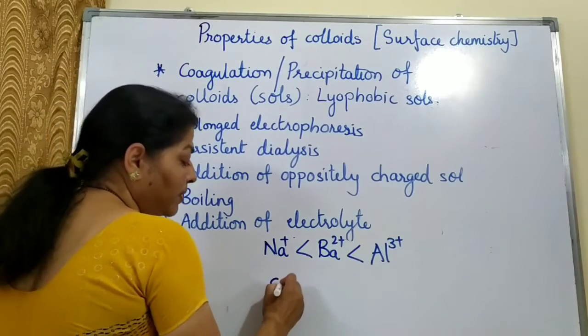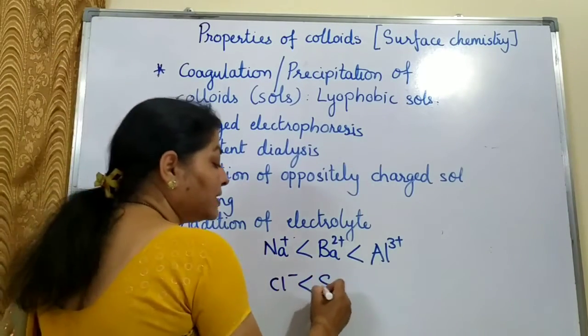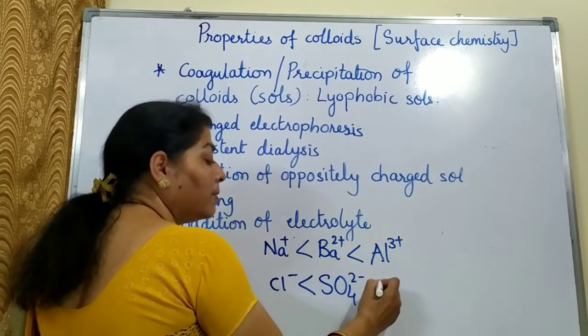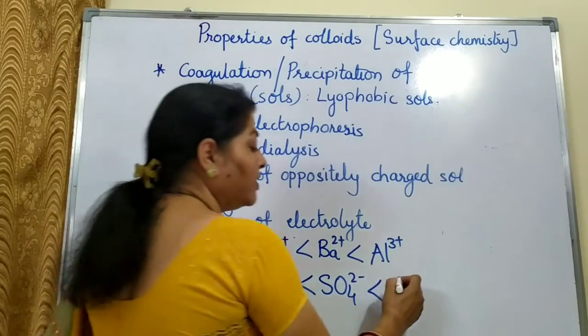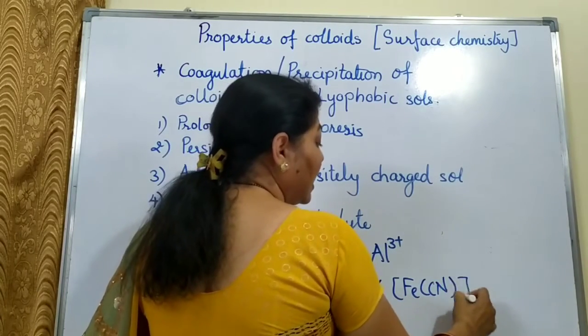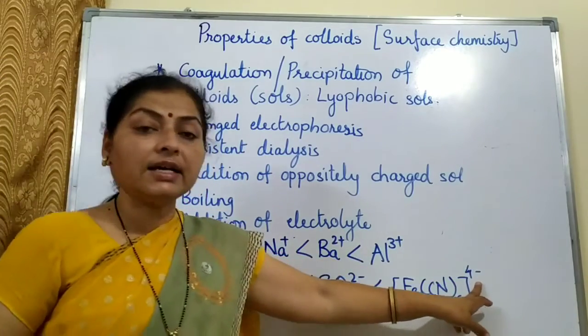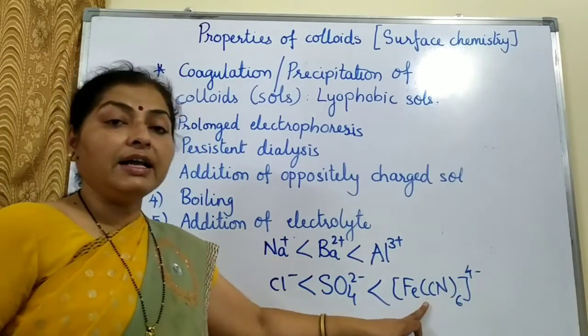So for example, chloride ion will have the least power, and as compared to it, sulfate ion will have more power, and then [Fe(CN)6]4-. This ion will have the highest power. This will have 4 minus charge. So 4 minus charge is the highest charge, so this will have the highest power.